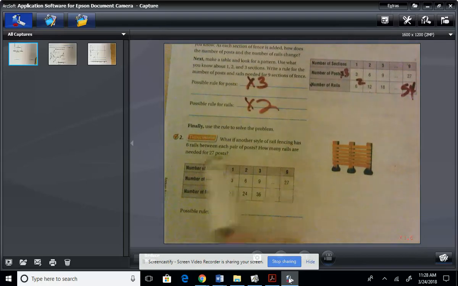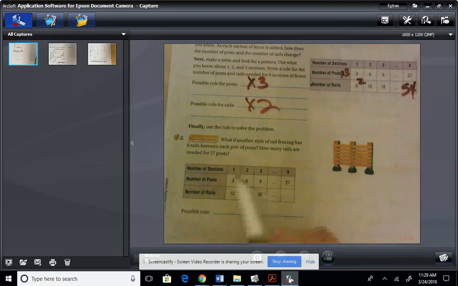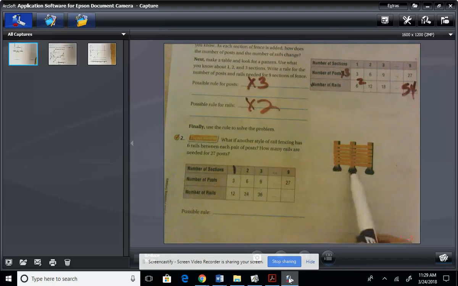So we're going to think smarter. All right, what if another style of fencing, rail fencing, has 6 rails? So we have 6 rails between each pair of posts. Okay, how many rails are needed for 27 posts? Well, we're going to look at our pattern. So here's our section 1. There's 3 posts, 1, 2, 3, and there's 12 rails.